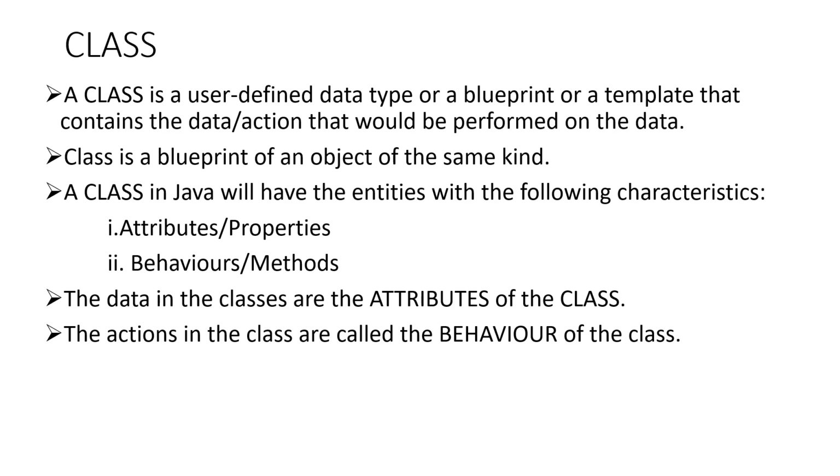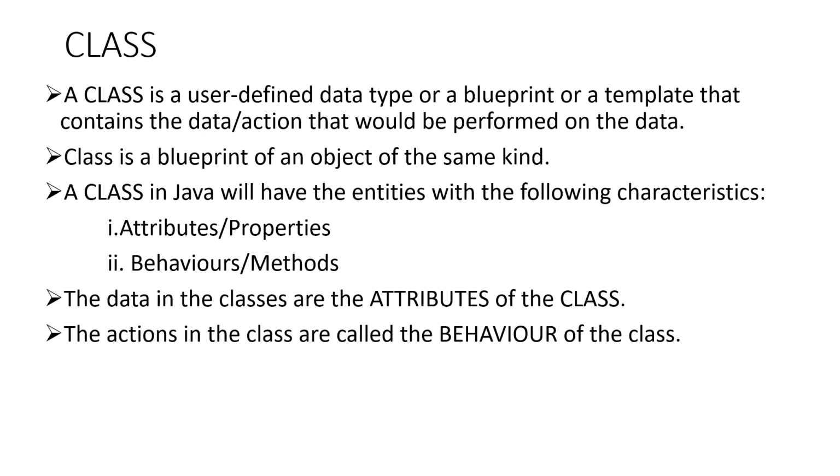A class is a user-defined data type, or you can also say a class is a blueprint of an object of the same kind, like the scenario of the car that I used earlier on. If you're a manufacturer and you need to keep manufacturing different cars, you need a template, you need a design of that object, and the object in question is the car. That blueprint of that object is what we call a class, and that is why we say a class is a blueprint of an object, or a template of an object of the same kind.